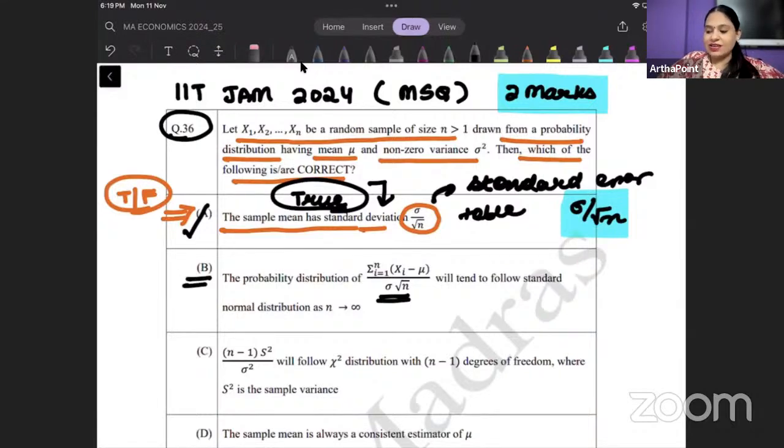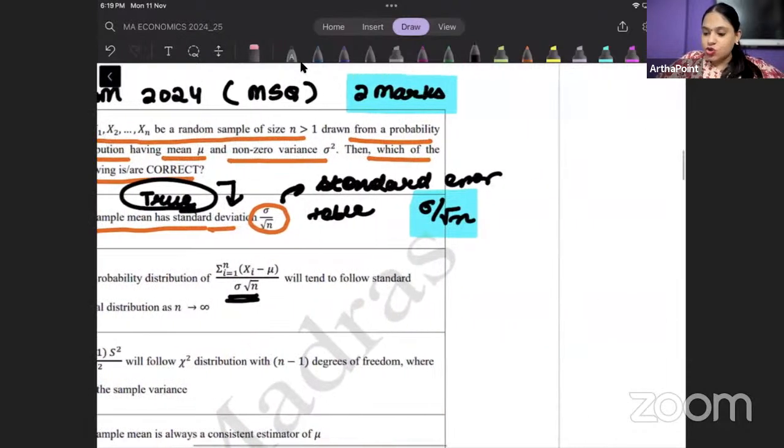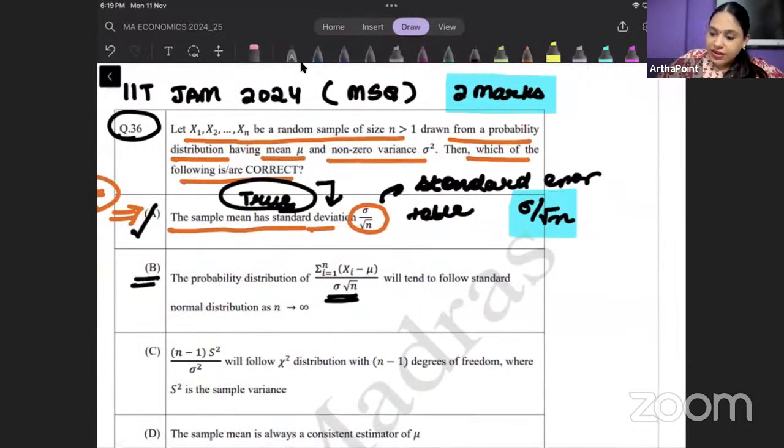Okay. ठीक है. Let's have a look. So it is saying I need to find the probability distribution of... बहुत ध्यान से बेटा. The paper is a bit tricky. It's not easy. We need to go slow and carefully. Summation i from 1 to n, (xi minus mu) upon sigma root n.